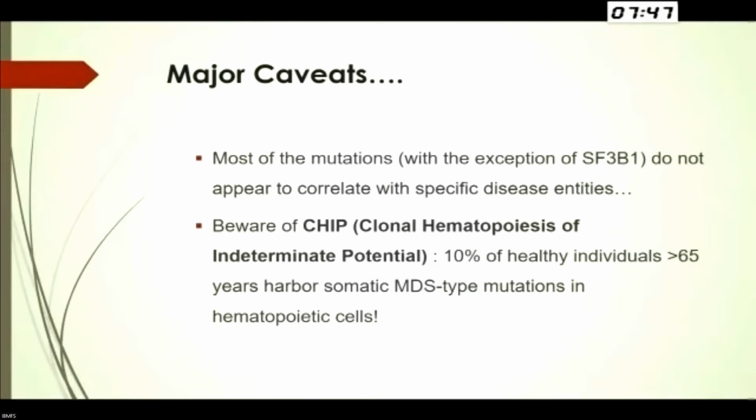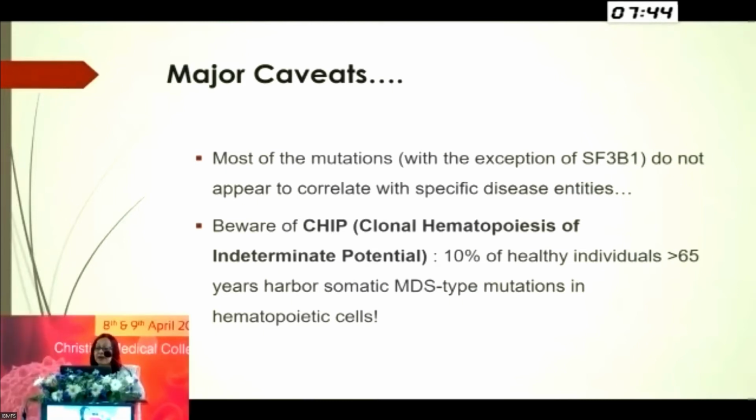Because most of the mutations, with the exception of SF3B1, do not appear to correlate with a specific disease entity. Moreover, it is important to be aware of the terminology CHIP, that is clonal hematopoiesis of indeterminate potential. So it is now known that at least 10% of healthy individuals aged more than 65 years would harbor one or more of these somatic MDS type of mutations in their hematopoietic cells, but they would be completely normal and would continue to live a normal life.